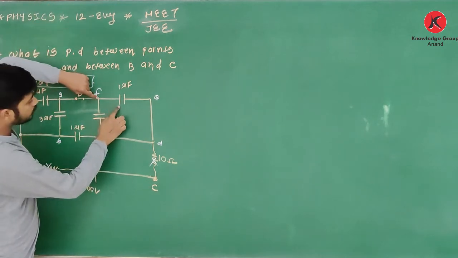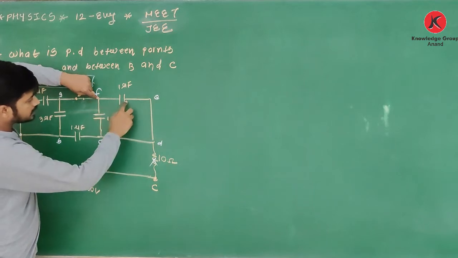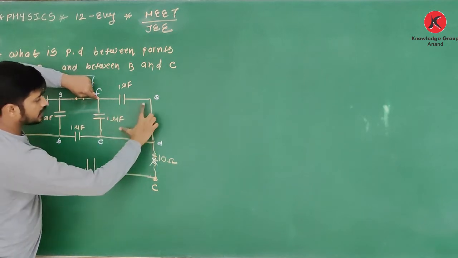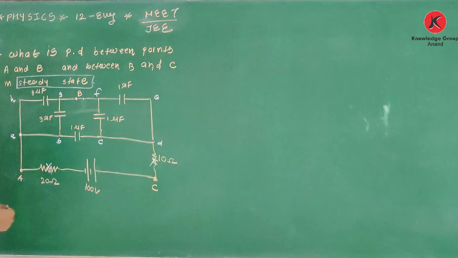See, its one end is F, its one end is F, and the other ends are connected at a common point. So these two capacitors and these two capacitors are in parallel connection. Yes or no? Yes, it is. Then how to reconstruct this figure? I can draw this figure again like this.